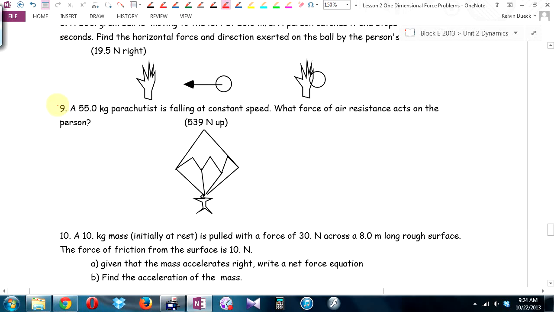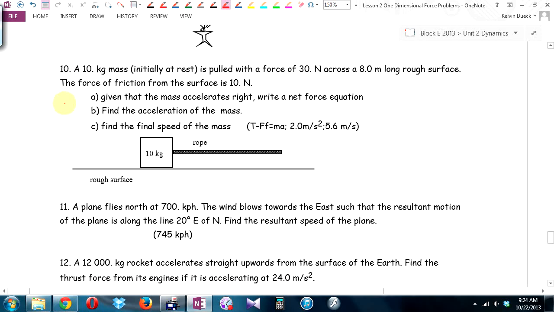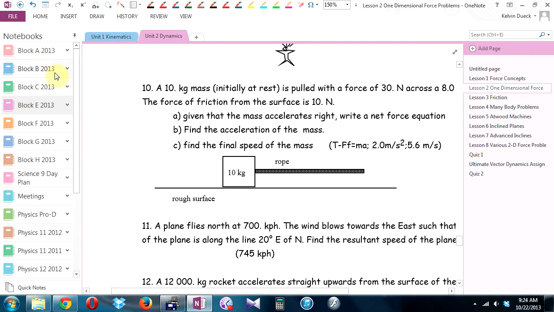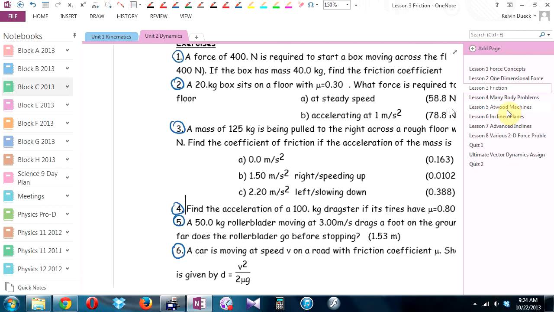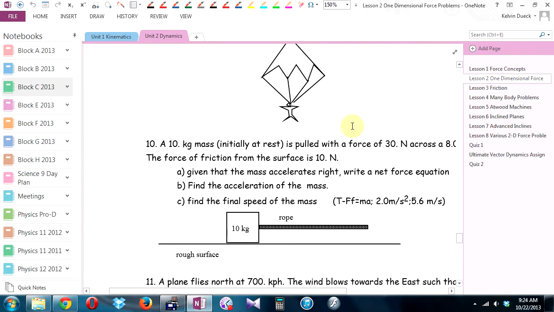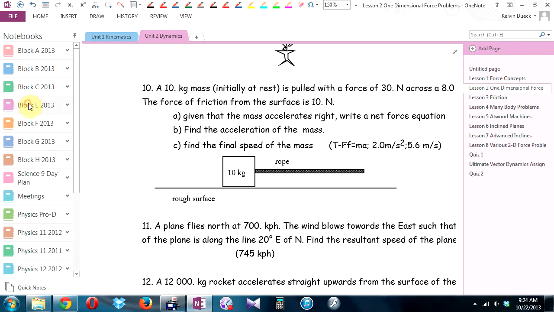9 is good? Did I assign 10 last time to my block Cs? I can't remember. I know I flip-flop on it every single year, so give me 1 second and let me check. Block C, I didn't assign number 10, so I guess I'm not going to assign number 10.